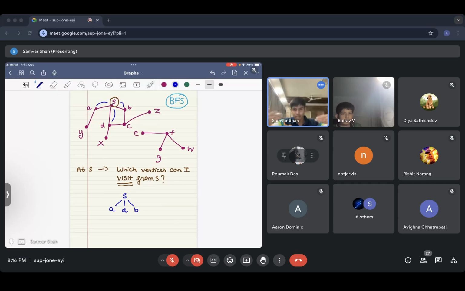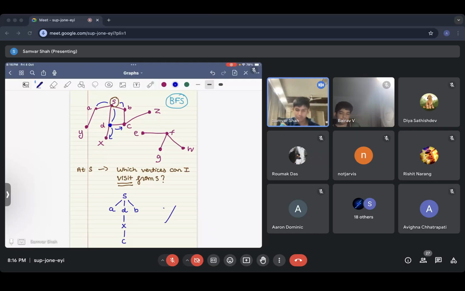Let me move on further. Where else can I go? So if I am at D, I say, okay, I can go to X, I can go to C. But if I go to X, so let me just write this much. From S, I can go to D. From there, I can go to X. Here, what we would intuitively think is, let me add this. From X, I can go to C.